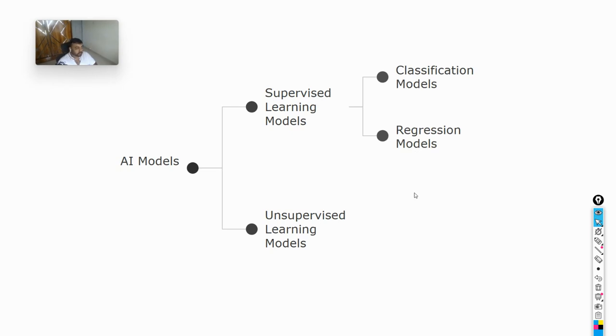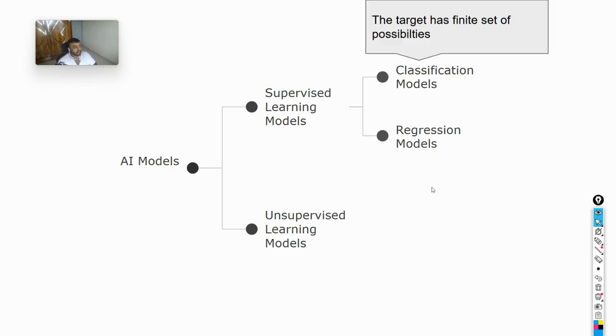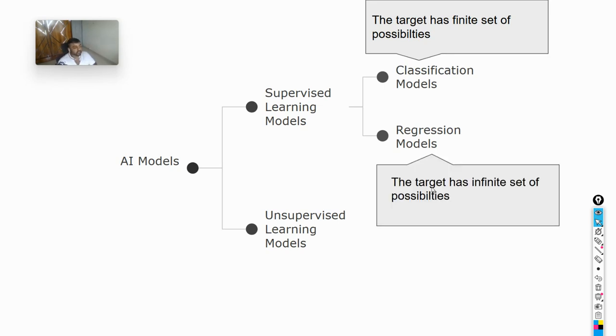What is the difference between the two? Well, in case of a classification model, my target column has finite set of possibilities. In other words, your target column has limited set of possibilities. On the other hand, in case of a regression model, your target column has infinite set of possibilities. In other words, your target column has unlimited set of possibilities.